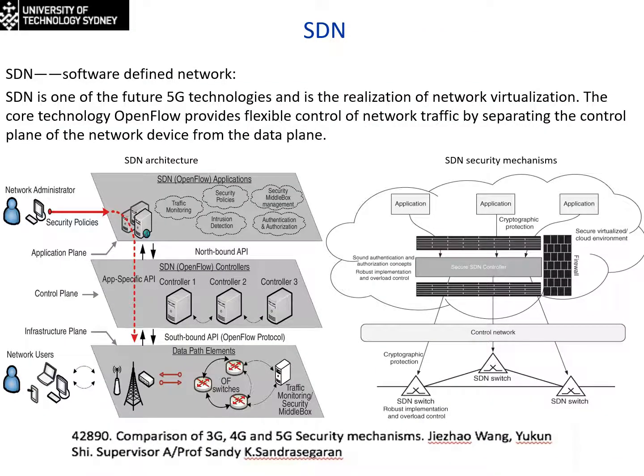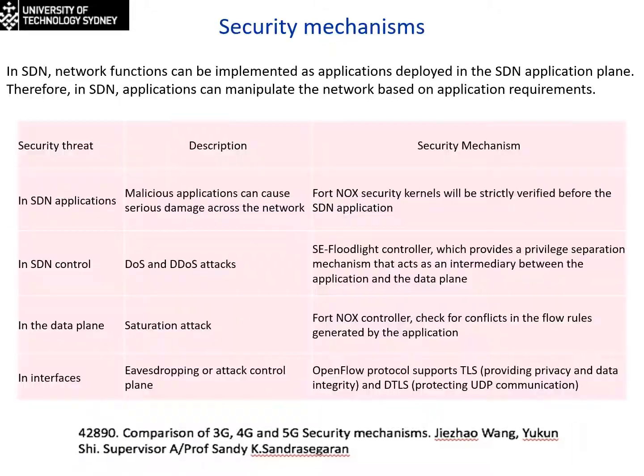Next, we introduce the security mechanism of three 5G key technologies. The first is software-defined network technology, which separates the control plane of the network device from the data plane, thereby enabling better control of network traffic. SDN's structure is divided into three layers, each of which also has its own unique security problems and mechanisms, as the picture shows.